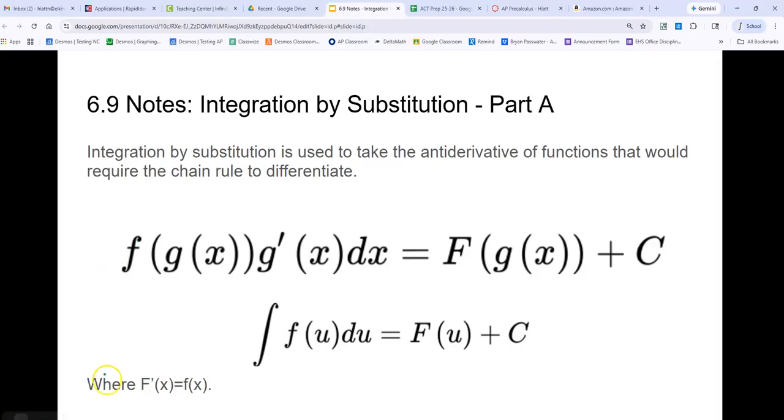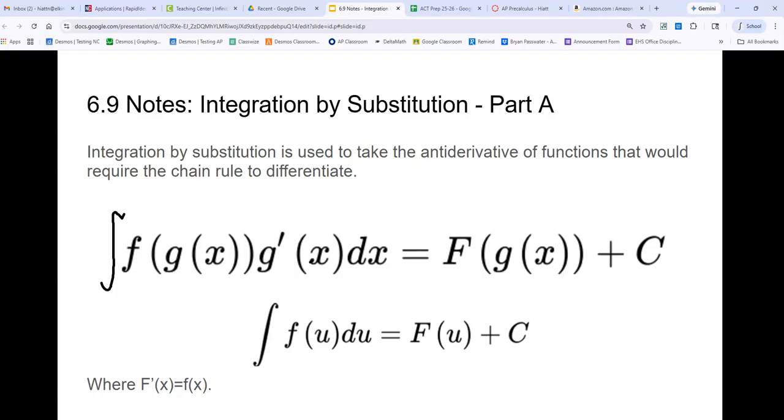I messed this up. This should have an integral symbol in front of it. Add in an integral symbol right here. If we are integrating a composite function, f of g of x, that means a function inside of a function, right? Then the only way that we can do it is if we have f of g of x times g prime of x.